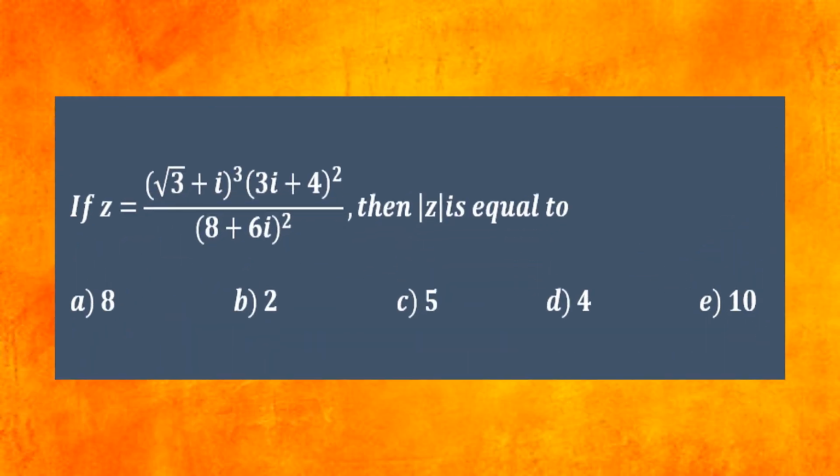Next question. If z equal to (root 3 plus i) the whole cube into (3i plus 4) the whole square, divided by (8 plus 6i) the whole square, then mod z is equal to. Choices: 8, 2, 5, 4 and 10.